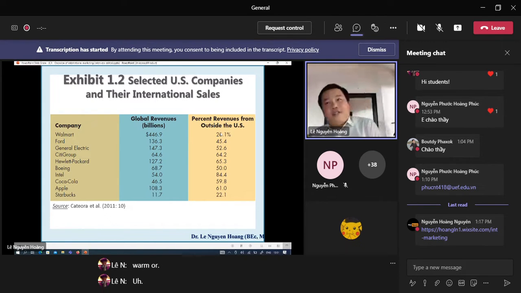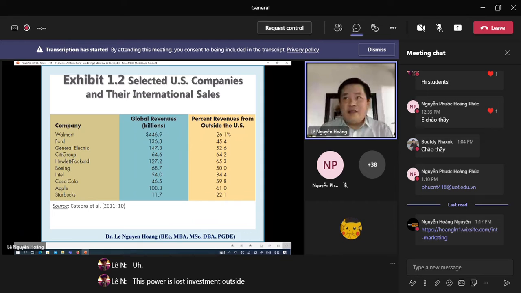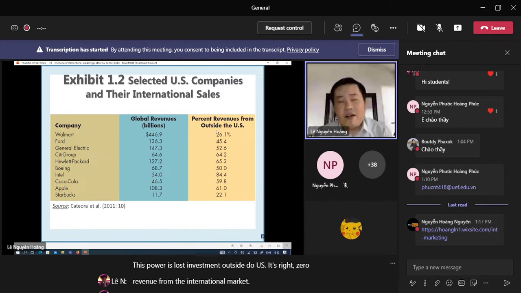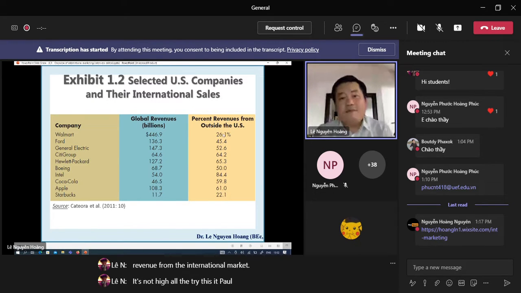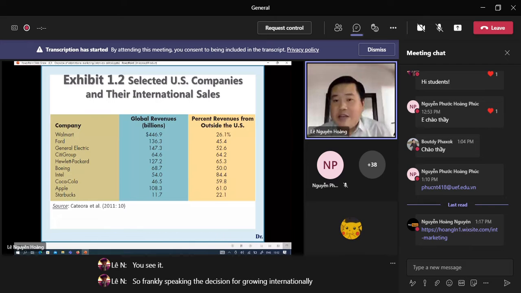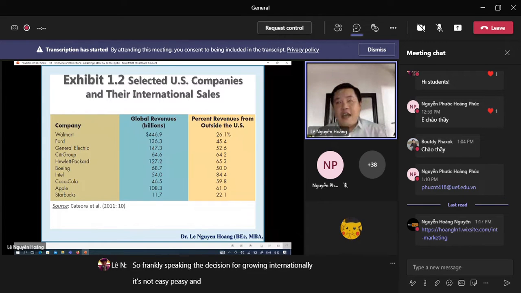Despite its large investment outside the US, its generated revenue from the international market is not high, only 26.1%. So frankly speaking, the decision for going international is not easy peasy, and it requires careful planning, including the international marketing plan.